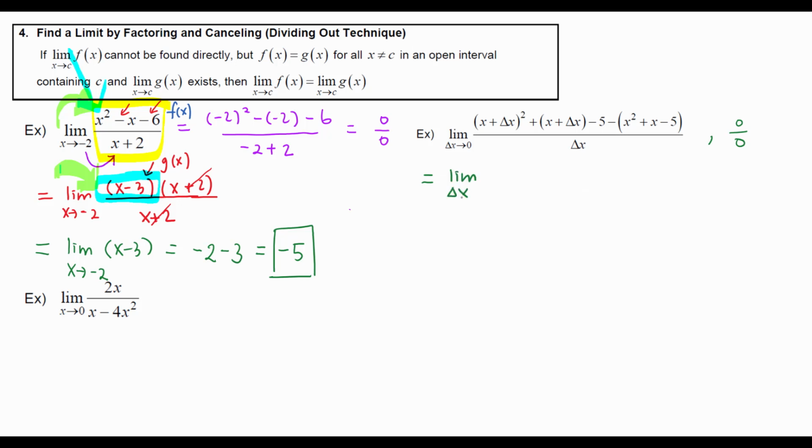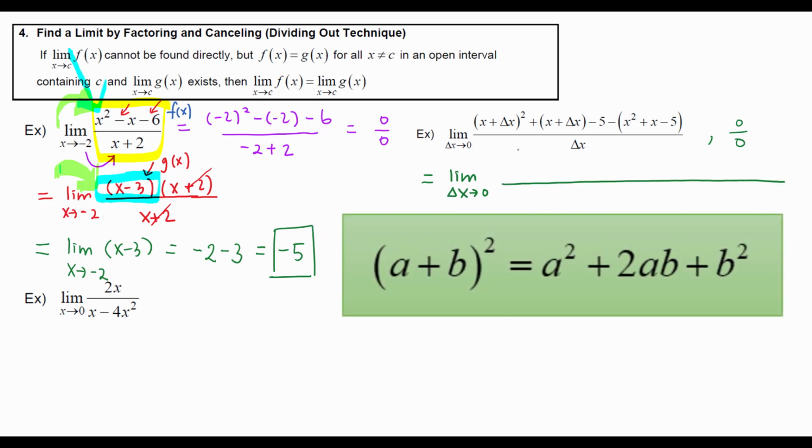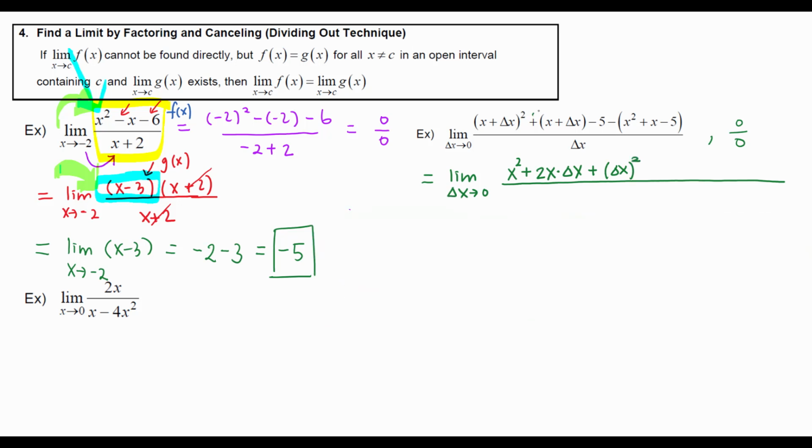So the limit as delta x approaches 0. I'm going to multiply out the quantity x plus delta x squared into a perfect square trinomial. So this is equal to x squared plus 2x delta x plus delta x squared. I'm going to distribute the plus, which doesn't change anything, so that will be plus x plus delta x. I have a minus 5 there. And I'm going to distribute the negative 1 to all these three. So now you have negative x squared minus x plus 5 over delta x.